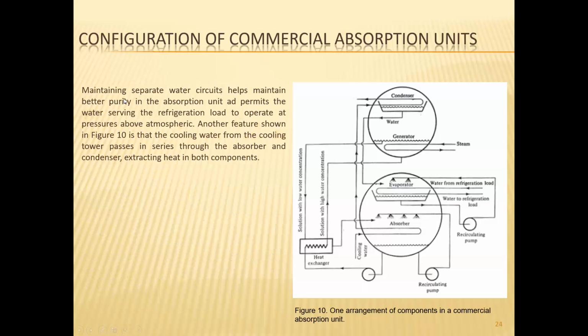So, maintaining a separate water circuit helps maintain better purity in the absorption unit and permits the water serving the refrigeration load to operate at pressure above atmospheric. Another picture, shown in figure 10, is that the cooling water from the cooling tower passes in series to the absorber and condenser, extracting heat in both components.